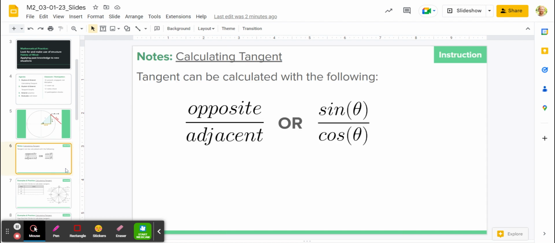So that brings us to our notes. Right in the first section there's a spot for calculating tangent. We're going to write down two ways that we can do this. It can be calculated by either finding the opposite side of the triangle and dividing it by the adjacent side. That was our TOA in our SOHCAHTOA day. It can also be found by dividing sine by cosine.